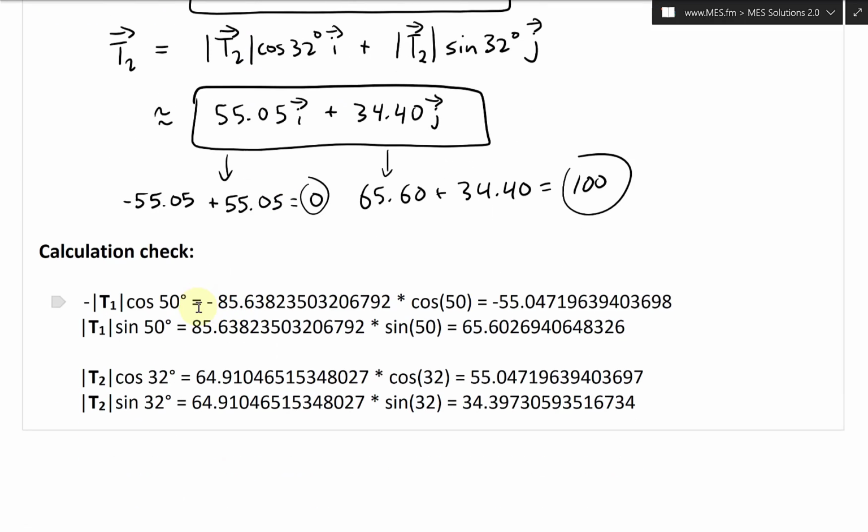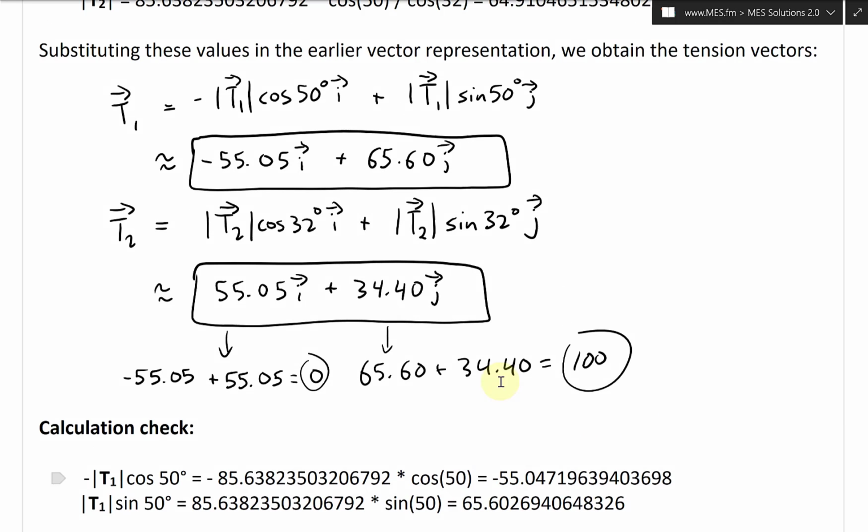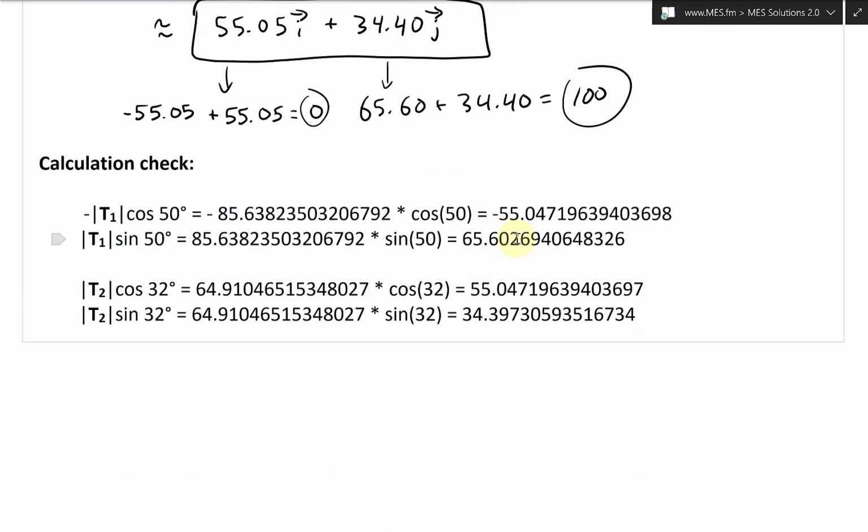So that is correct. The next one is T1 sine 50, the same one there. Put it in here, times sine 50. You could erase this and press equal space, and it gives you 65.6026. My OneNote has a built-in calculator, which is quite amazing. Rounded, that's 66, or actually, that's rounded down.